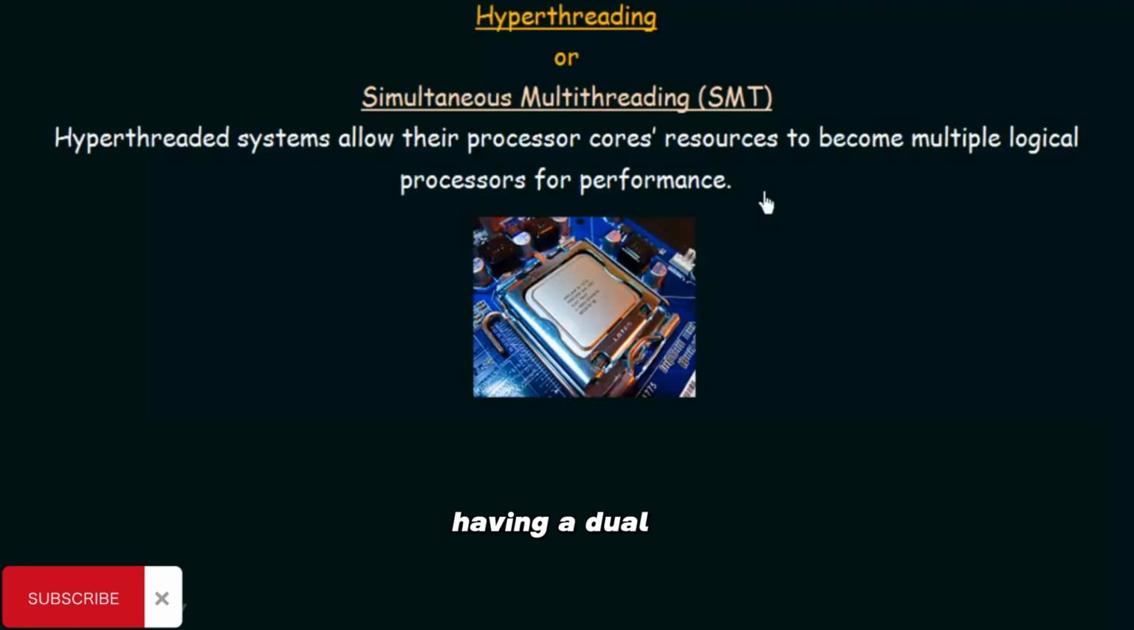If we have a dual core processor, that means in your processor you have two cores where two processings can happen at the same time. That means it will support two threads at the same time. In the same way, quad core means 4 cores, so 4 units of processing.